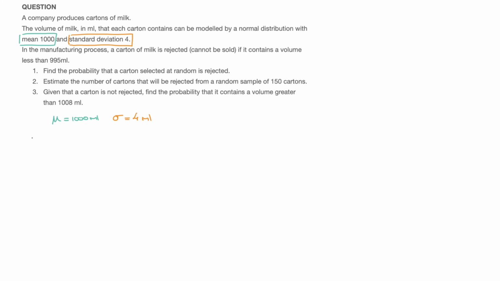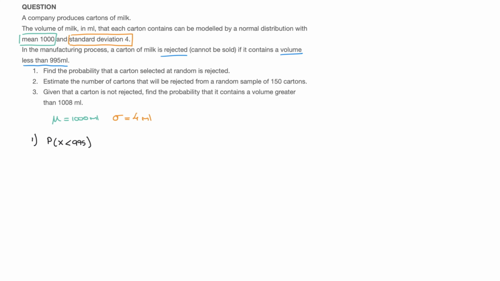And so I'll write 1 here, that's the question I'm answering. To find the probability that a carton selected at random is rejected, we need to keep in mind that it's rejected if the volume is less than 995 milliliters. And so if I let the volume of milk be capital X, what we're trying to find here is the probability that capital X be less than 995 milliliters.